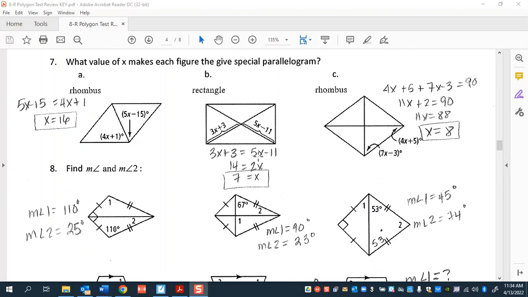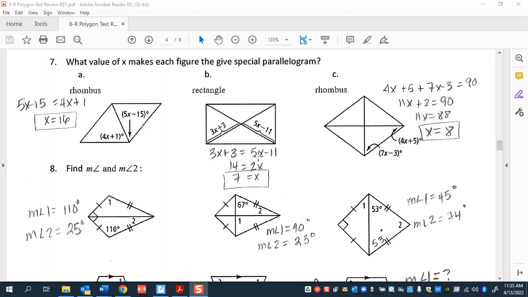Yeah. So with the rhombus, since it's split in half, they're both equal? Yes, the diagonals bisect the angles. No, for C, this is a 90-degree angle, so these two things must be complementary. Oh, okay, so I have them set up equal to 90 degrees. That's a tricky one.